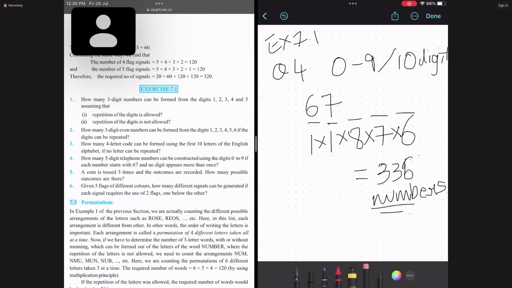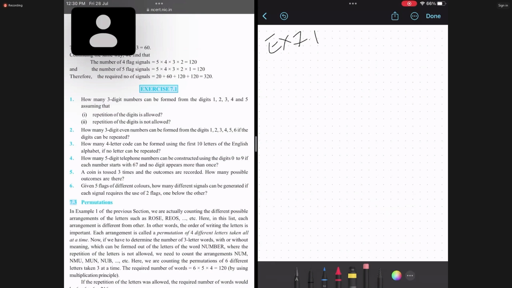Moving on to the fifth question. Question number 5. A coin is tossed 3 times and the outcomes are recorded. How many possible outcomes are there? So up until now, we have only talked about digits and letters and things that can be enumerated in a sequence, right? But consider tossing a coin as the same thing. Rather than places, the blanks in this case will now represent the outcome of each toss, right?